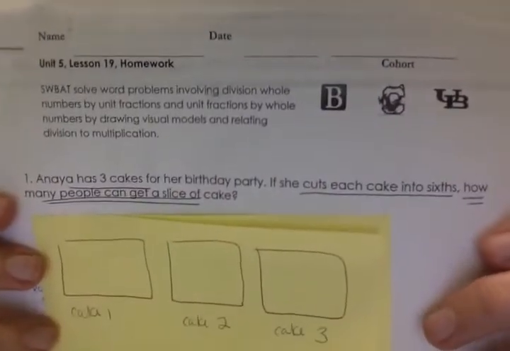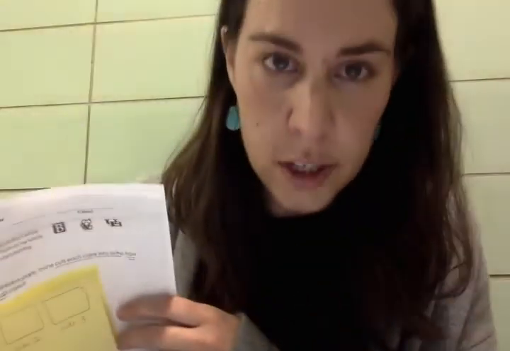I am about to do 2 examples from the homework. This is homework 5.19. Looks like this. I'm going to do one from the first page, and I'm going to do one from the third page. First example.